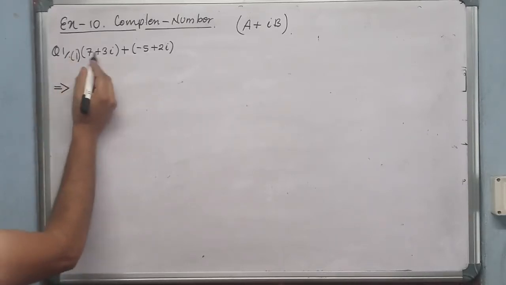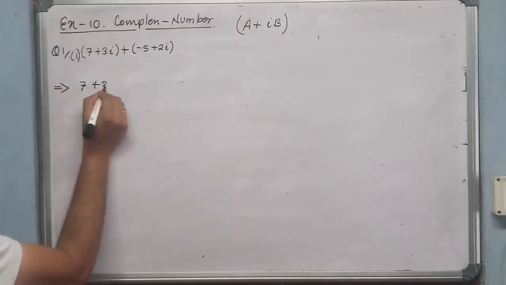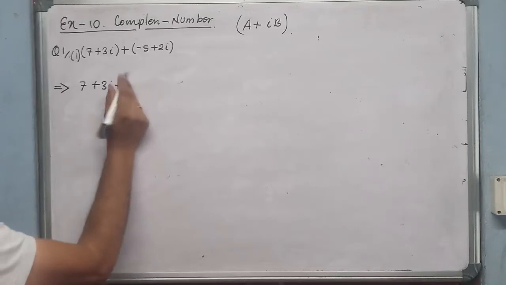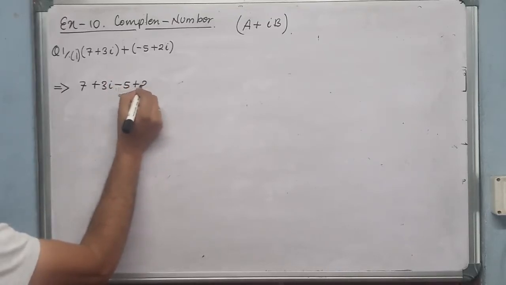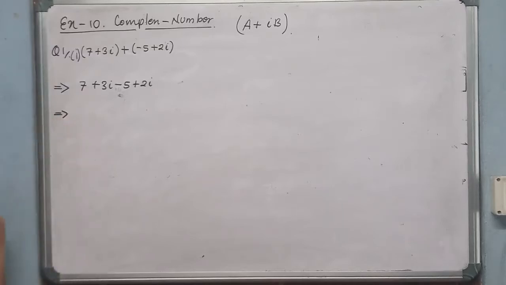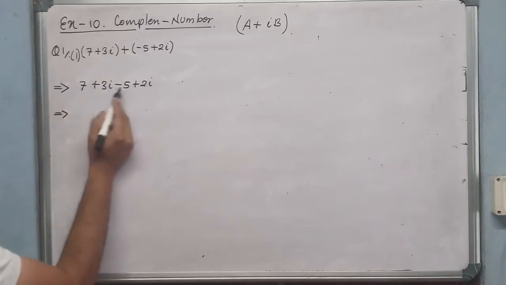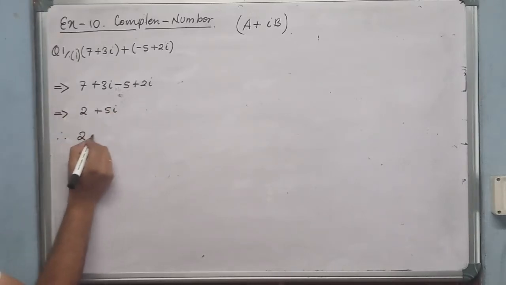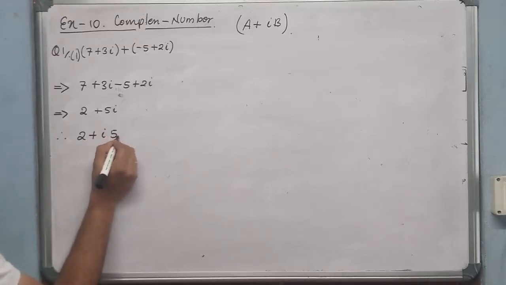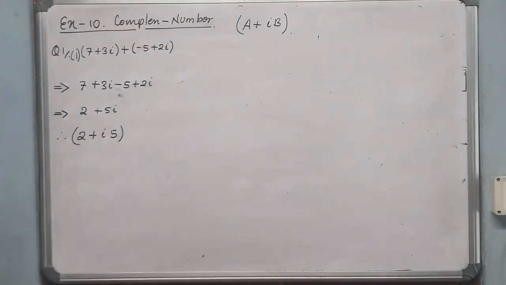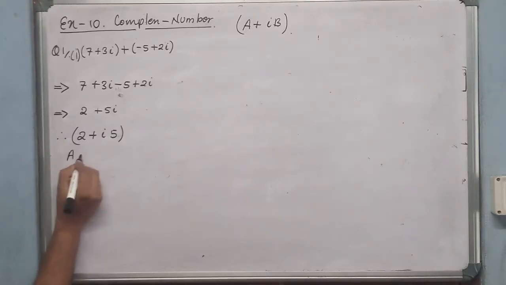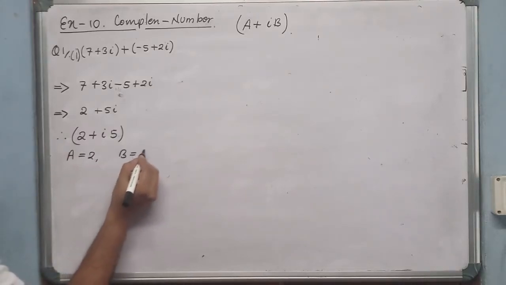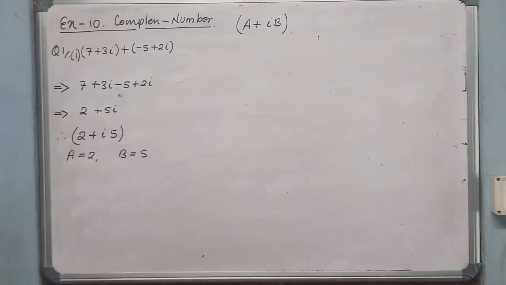Now I'll simplify this equation. 7 plus 3i plus into minus, it is minus 5 plus 2i. Then I'll write first the real quantity. Real means the terms which are independent of i. 7 minus 5 is 2, then 3i plus 2i is 5i. Now I'll write these things in terms of a plus ib. It is in terms of 2 plus i into 5. In this case, a is 2 and b is equal to 5. Now the question is in a plus ib form.